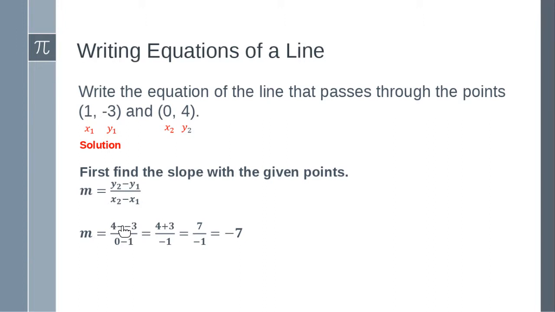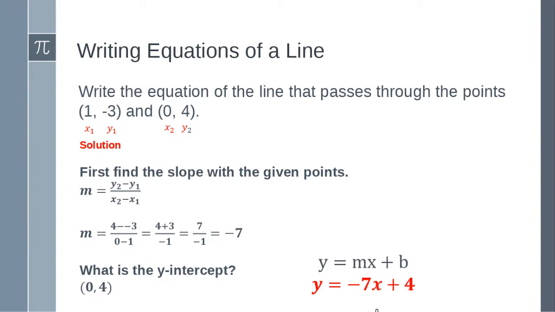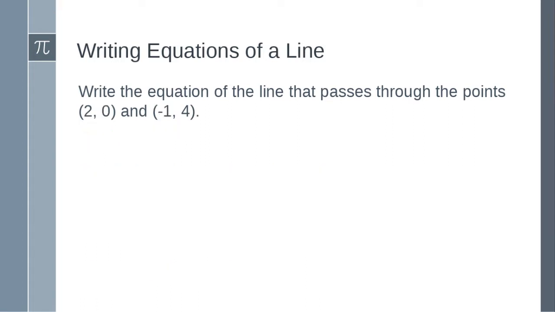So if I simplify, negative and negative is positive. So 4 plus 3 is going to be 7, over 0 minus 1. 7 divided by -1 is -7. So I have my -7. We have our y-intercept, so my slope is -7, and my b is 4. So that's my equation of the line. Okay, let me go to another one.